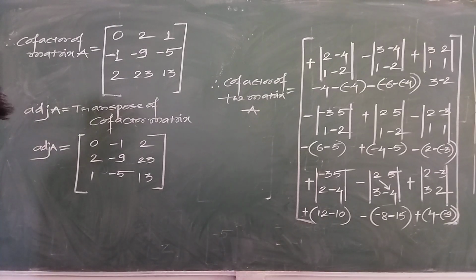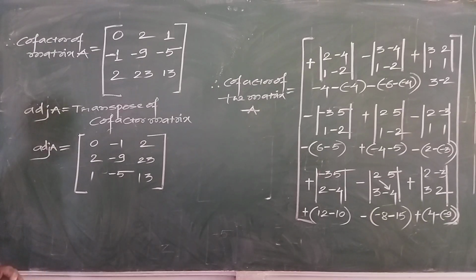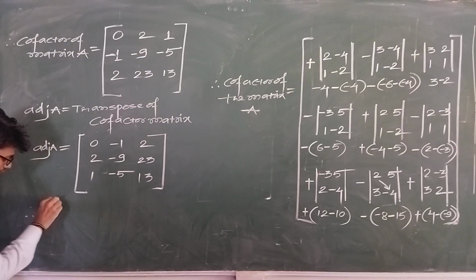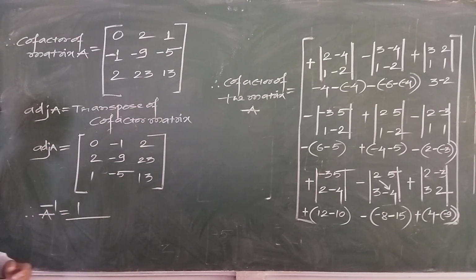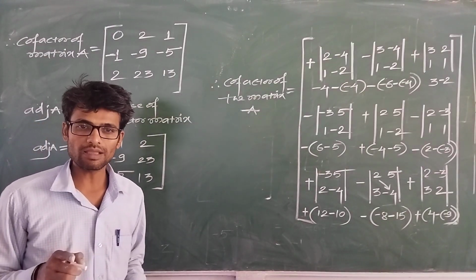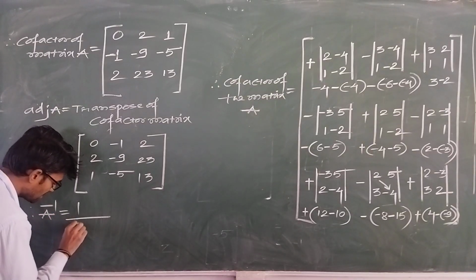Now you substitute these values in the formula: A inverse is equal to 1 divided by determinant of A into adjoint of A. So I will write A inverse is equal to 1 divided by determinant of A. Already we have the determinant of A. Pause the video and see back. The value of determinant of A is minus 1. It was calculated at the beginning.